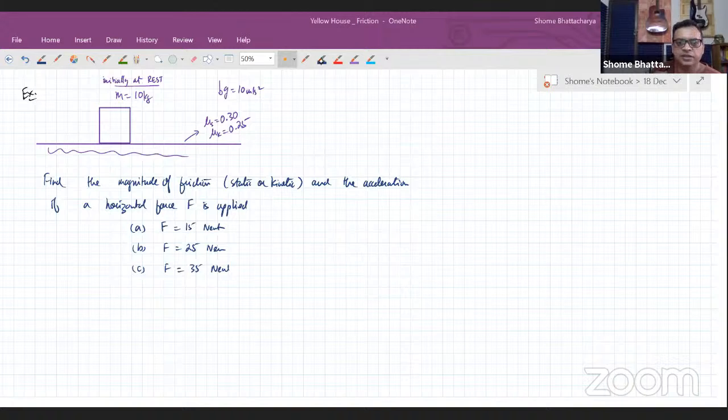Yes, Anmol, that's correct. Even if I used a different value of force like 45 newtons, the acceleration will change, but the amount of friction acting will be the same because it's kinetic friction. Kinetic friction does not change according to the external force. Once the sliding starts, the amount of friction acting will be the same.